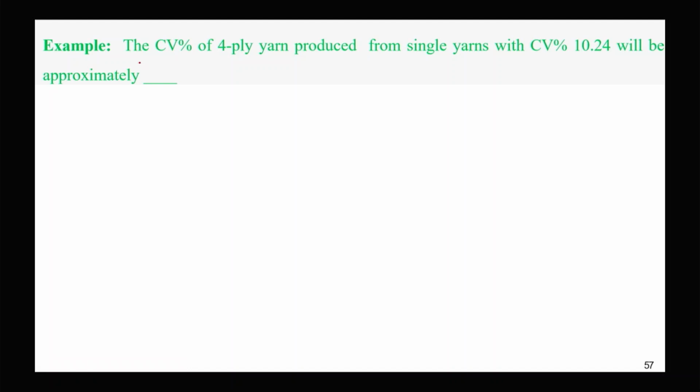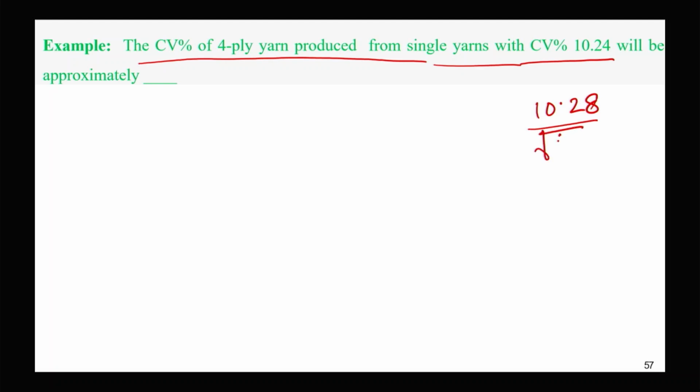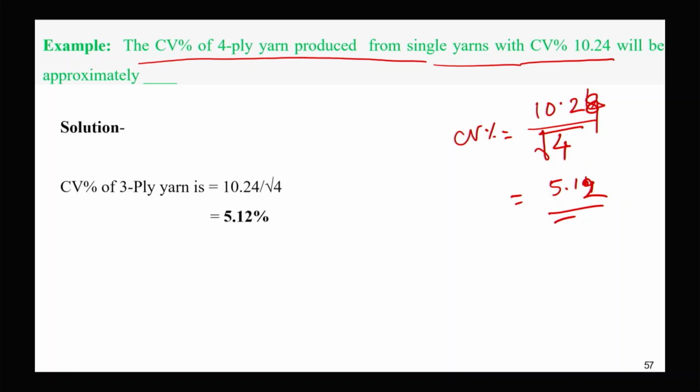Now next numerical is CV% of 4-ply yarn produced from a single yarn having CV of 10.8. So this is very simple. 10.24. So 10.24 is the individual. So 4-ply is then under root 4. So the CV% of 4-ply yarn will be 5.14. So 10.2%, 10.24, 5.1. 5.12 is the answer. So we can solve different types of numerical.